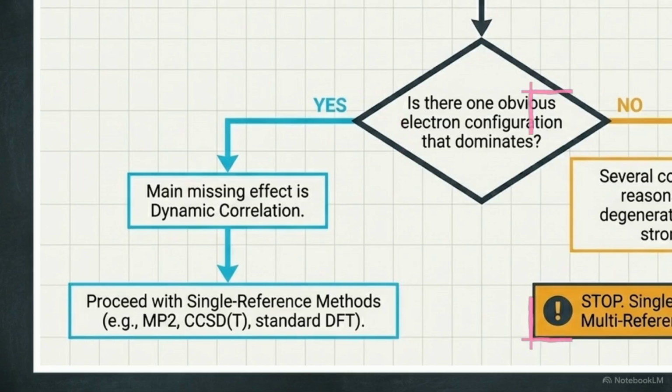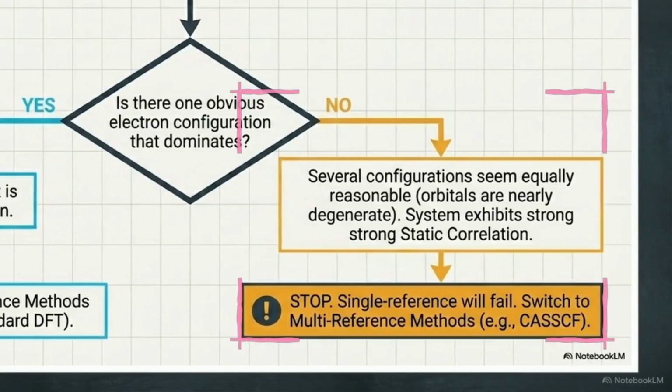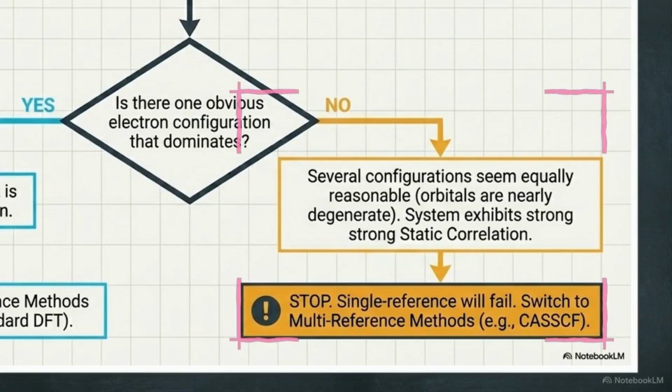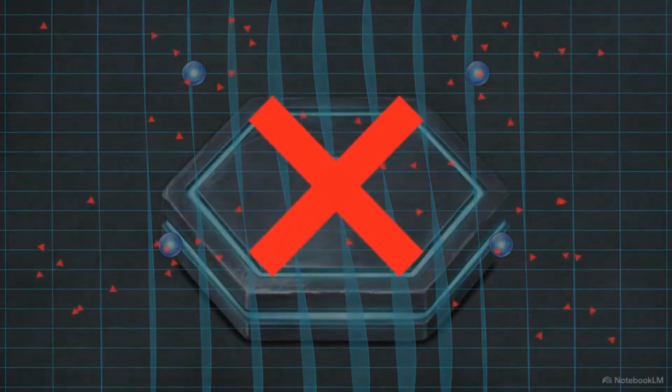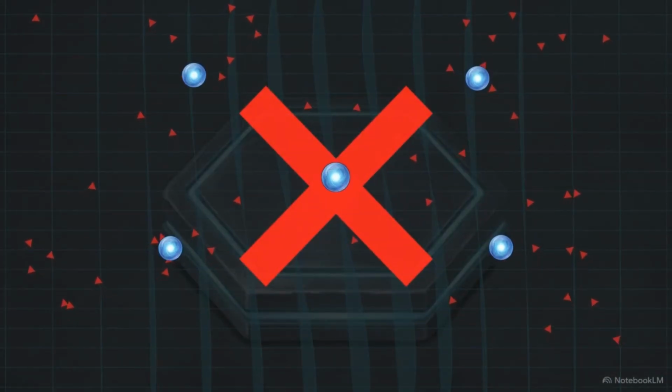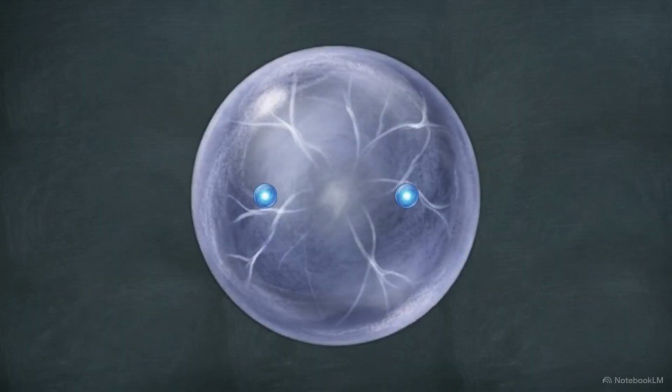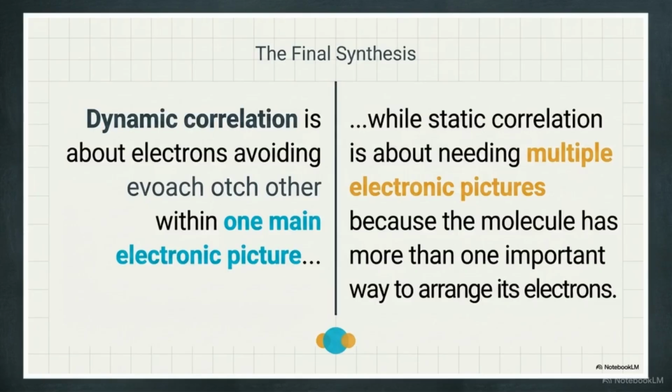But if multiple configurations seem equally reasonable, take the yellow pathway. You must switch to multi-reference methods. Failing to properly diagnose the molecule's fundamental state before beginning a calculation ensures the failure of the theoretical model. Ultimately, dynamic correlation represents the localized, evasive maneuvering of electrons within a single, stable framework. This final synthesis outlines the core contrast. Dynamic correlation acts within one main electronic picture, while static correlation requires overlapping multiple fundamental frameworks to capture a torn molecular identity.